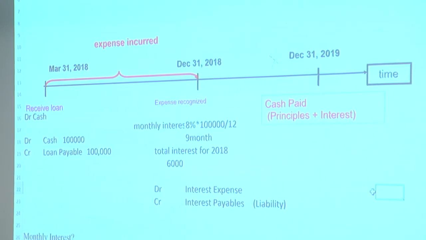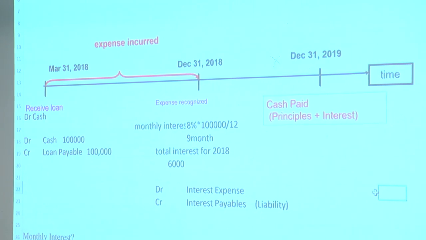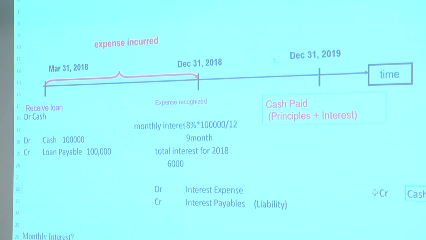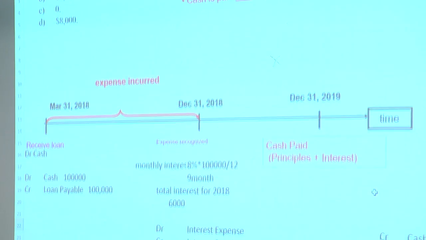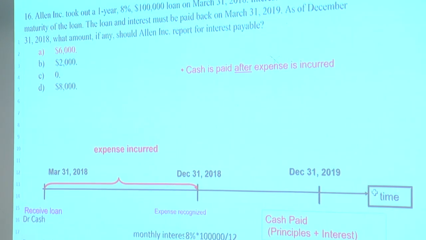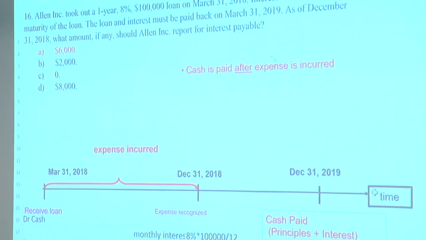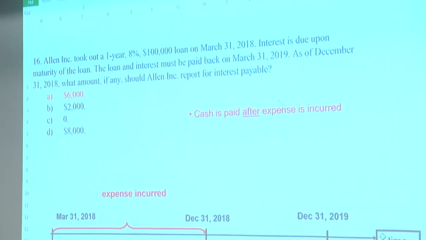But this time we are paying our cash, so it's a credit, right? Cash decreases. And the amount is gonna be my principal, which is 100,000, the loan, plus the interest. Interest is 8% times 100,000. So it's 8,000. 100,000 plus 8,000, so it's 108,000, right?